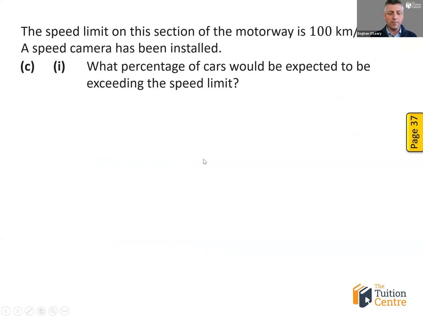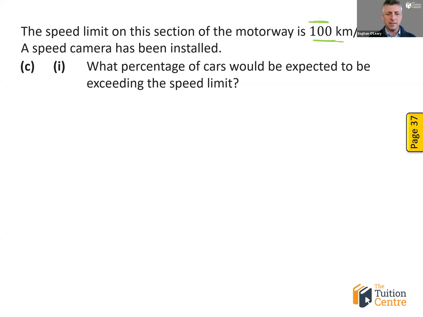Now, part C, there's a bit more of a context to this, so we'll have to look at this and read it. The speed limit on the section of road is 100 kilometers per hour. A speed camera has been installed. What is the percentage of cars that would be expected to be exceeding this speed limit? So our analyst had felt that 20% of cars were speeding. But when they worked that out, it was 97.5 kilometers. Okay, that was the speed they were traveling at.